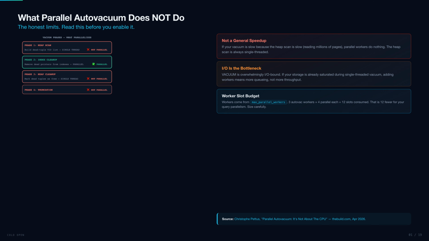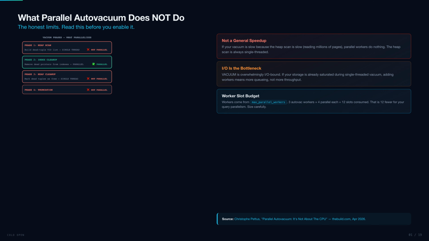If your vacuum is slow because the heap scan is slow reading millions of pages, parallel workers do absolutely nothing. And vacuum is overwhelmingly I/O bound. The index pages have to be brought in from disk. If your storage subsystem is already pinned during a single autovacuum on one large table, adding 3 more workers does not unpin it. They are all queued behind the same disk.